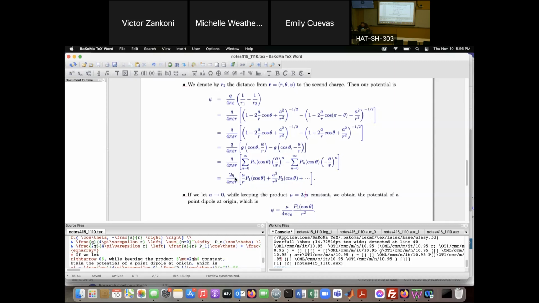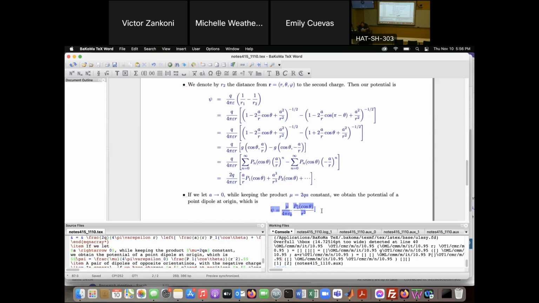So what that would mean is, 2QA is the constant mu. But then I have, in the first term, r squared in the denominator. And the other terms, as a goes to 0, will go to 0. So in the limit as a goes to 0, I am only left with this first term. So the numerator here becomes mu, and everything else stays down here.